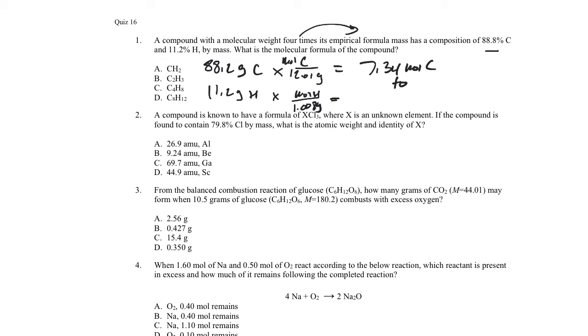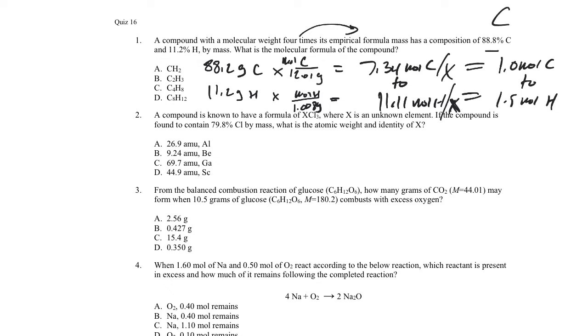Present in a ratio to 11.2 divided by 1.008 is 11.11 moles of hydrogen. The carbon is smaller, so I'll do 11.11 divided by 7.34. That works out to 1.5. So if we divide both of these by the smaller, we get 1 mole of carbon present to every 1.5 moles of hydrogen, leading to an empirical formula of C2H3.